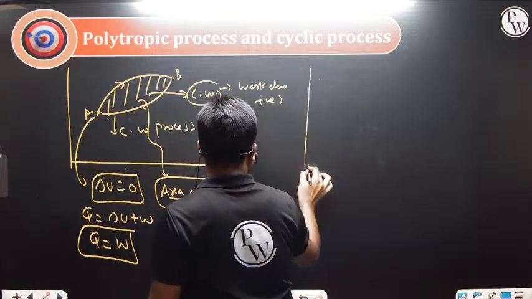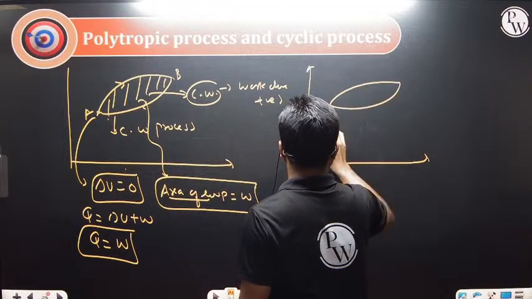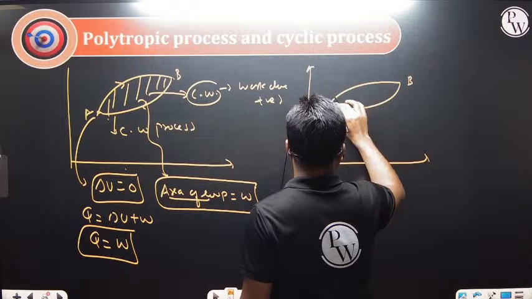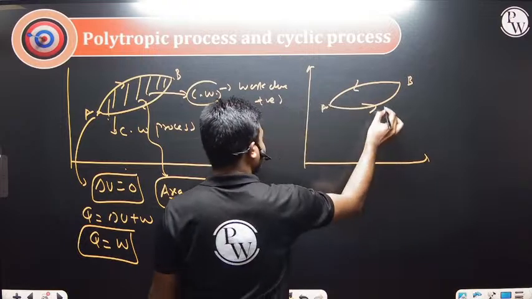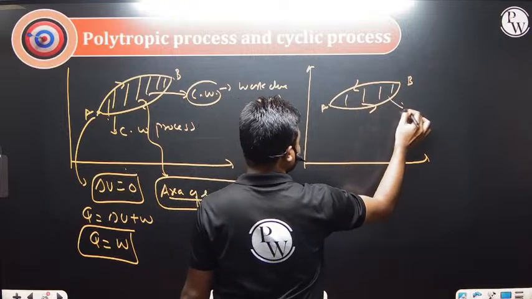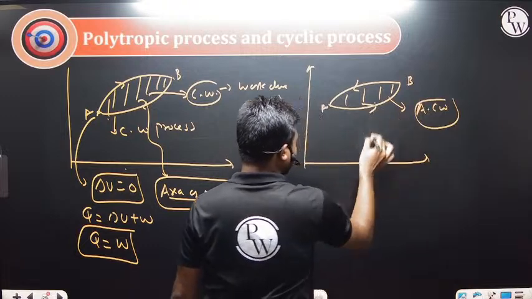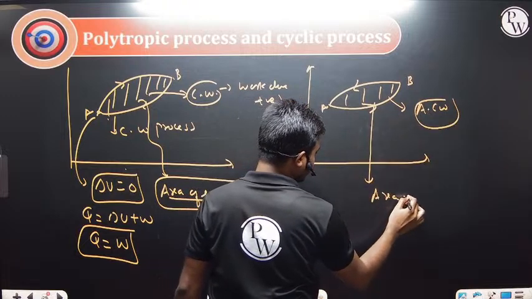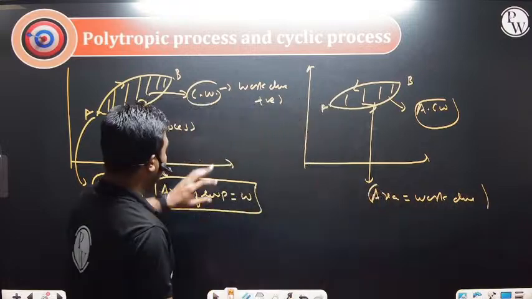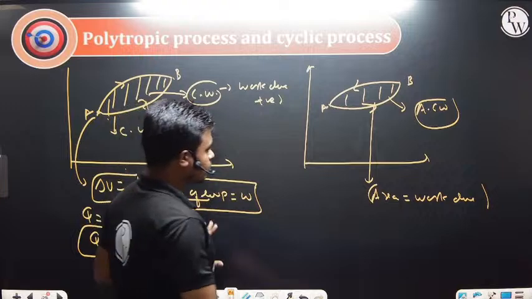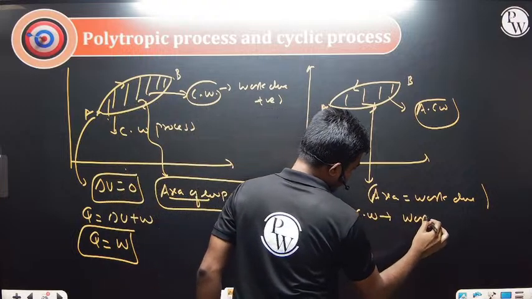In the second case, suppose the loop is anti-clockwise. Everything will remain the same. Starting from point A and this point B, we go A to B like this, then come B to A like this. So in this case the loop is anti-clockwise. Again, the area will give us work done, but here the work done will be negative. For clockwise, work done is positive; for anti-clockwise, work done is negative.